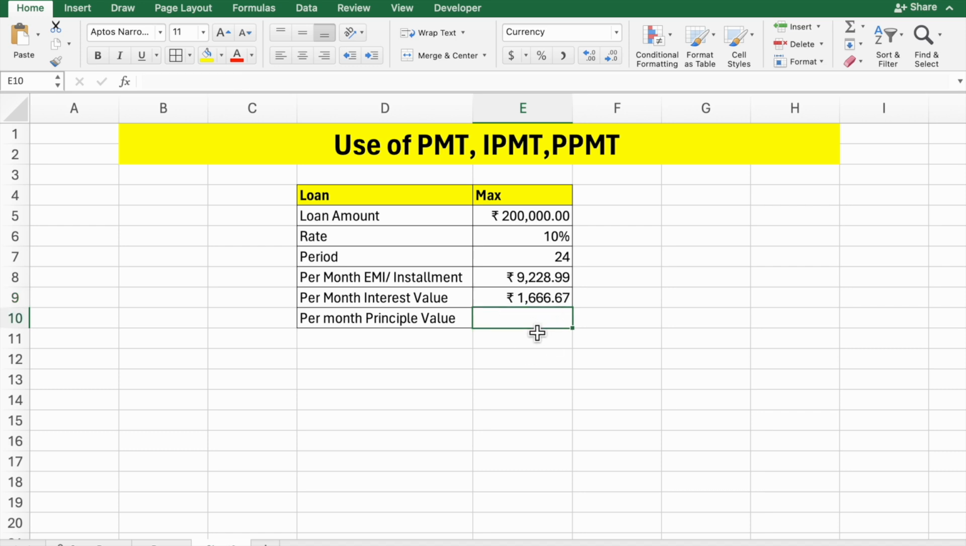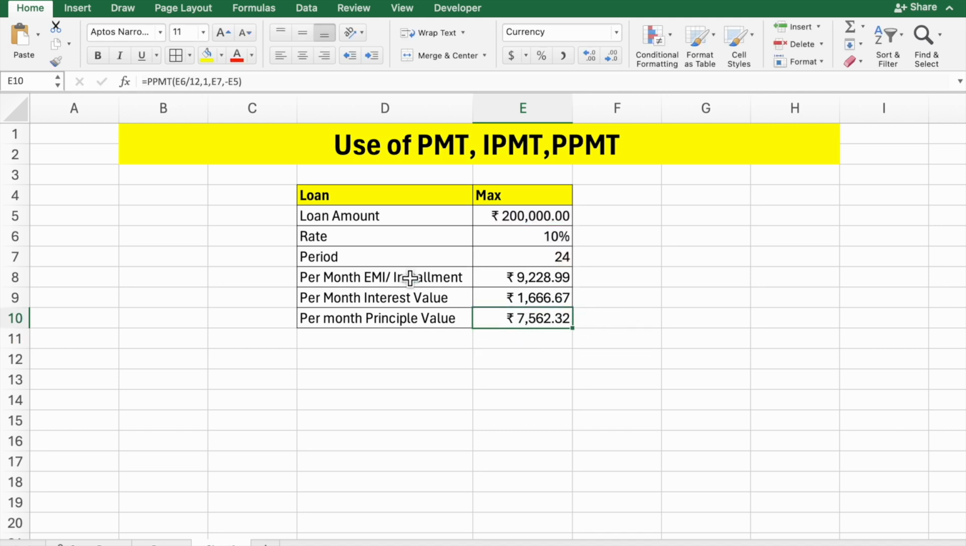Then we are going to find out the per month principal value, meaning how much principal he is paying. So equals, for principal value you have to use PPMT. Then rate, just select the rate divided by 12. PER means first month, we are calculating the first month principal value. Then NPER means this time period, then the PV value, and you just use minus in front of that.